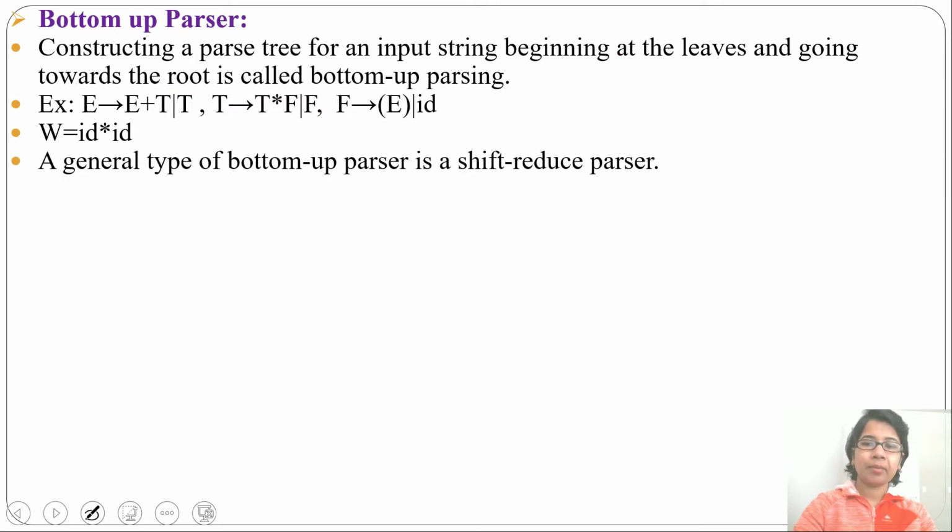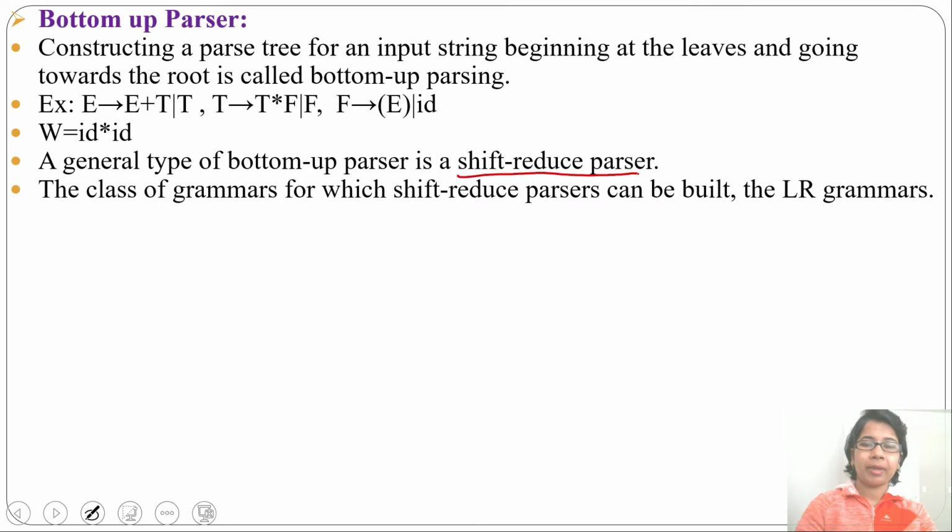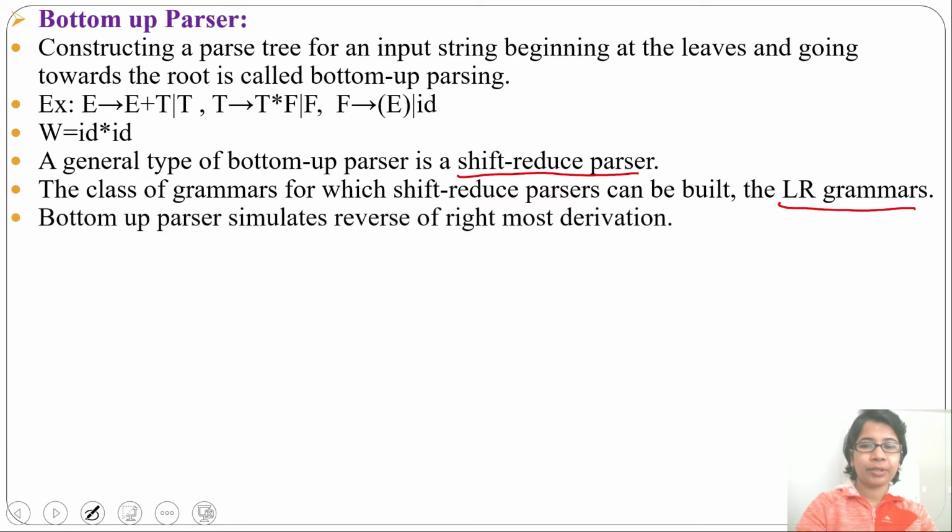A general type of bottom-up parsing is shift reduce parsing. The class of grammar for which a shift reduce parser can be built is LR grammar. I will explain what is LR grammar. And bottom-up parsers simulate the reverse of rightmost derivation. What is the meaning of this reverse of rightmost derivation? Let me explain through an example.